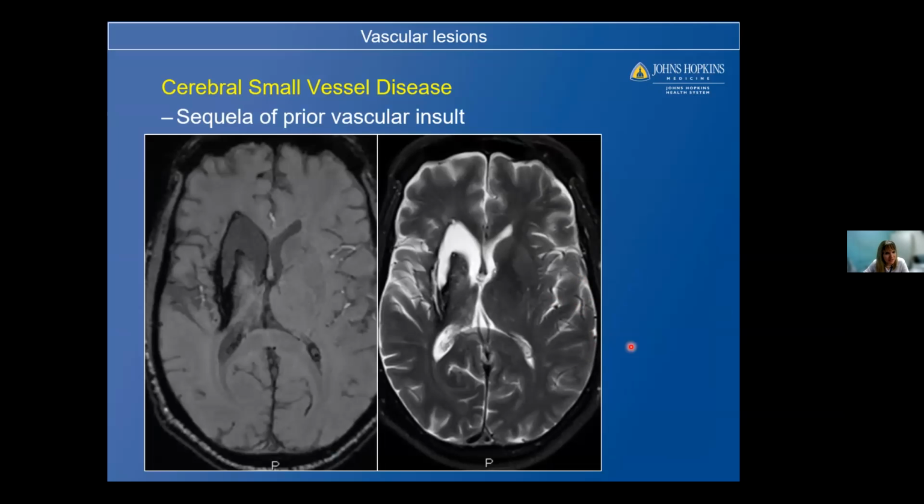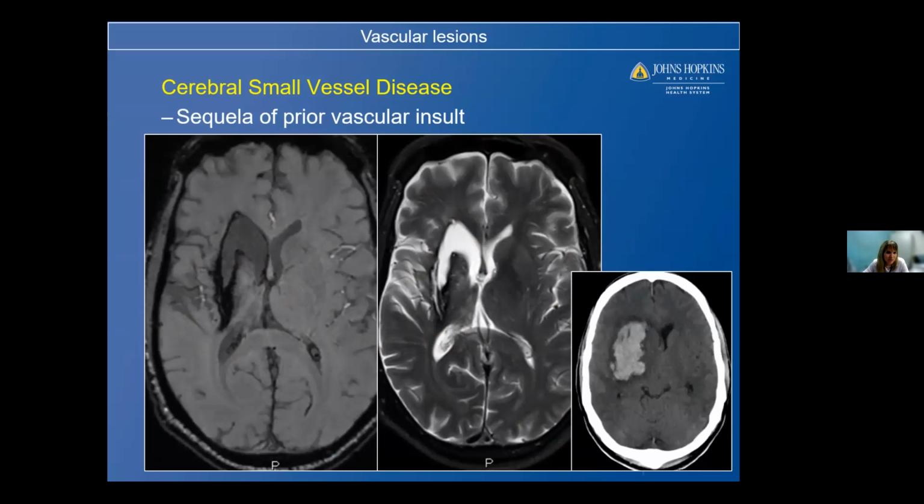Sequela of prior vascular insult, especially when it involves the bilateral thalami and frontal periventricular regions, may also be responsible for cognitive deficits. Here we see a large area of encephalomalacia and gliosis with hemosiderin staining in the right basal ganglia and thalamus as a sequela of prior hypertensive hemorrhagic stroke, as shown on this CT here, which was the first imaging when the patient got to the hospital. So now we just see a hole in the brain, encephalomalacia, surrounded by this halo of signal drop, which is hemosiderin, it's just old hemorrhage.